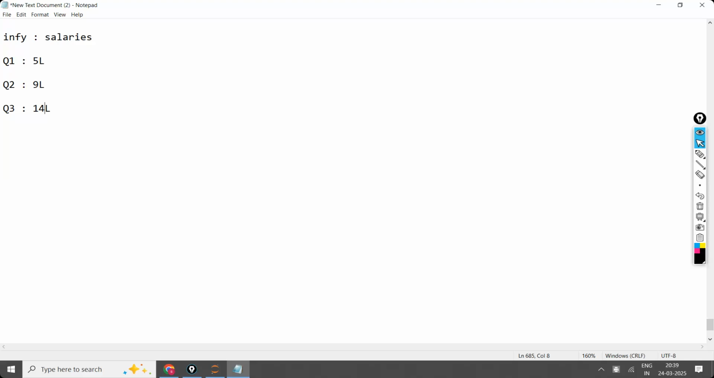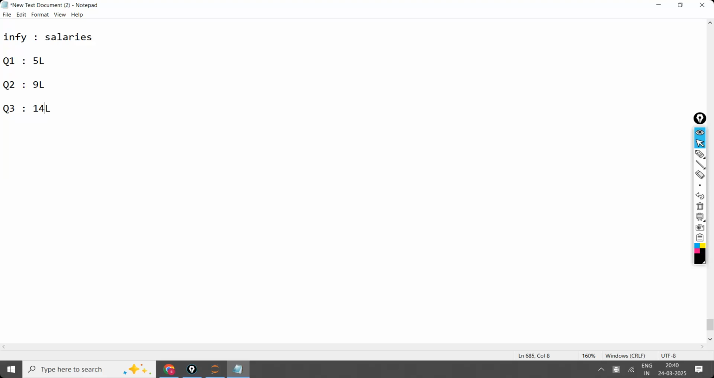Based on that number, we will say in a company, around 1/4 of the people are receiving less than or equal to 5 lakh salary. Even equal to is applicable, including that number also. Less than or equal to 5 lakhs, 1/4 of the people are receiving. Half of the people are receiving less than 9 lakhs. 3/4 of the people are receiving less than 14 lakhs. Is the point clear?